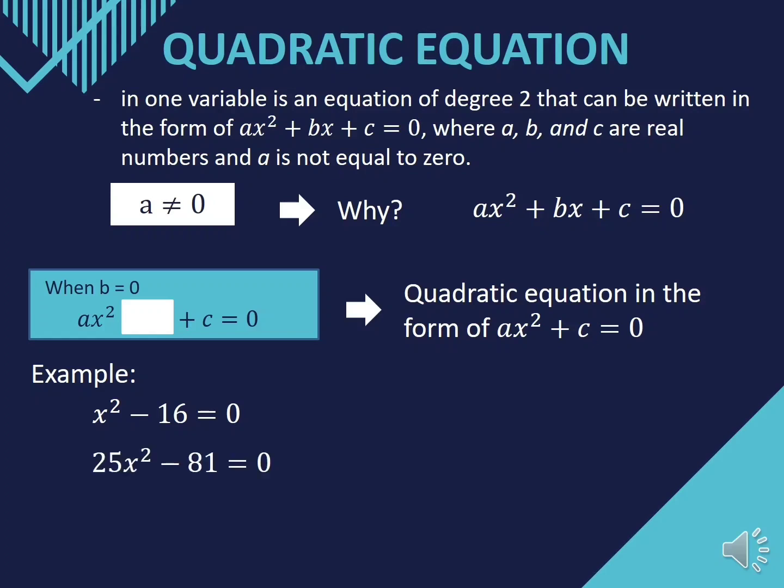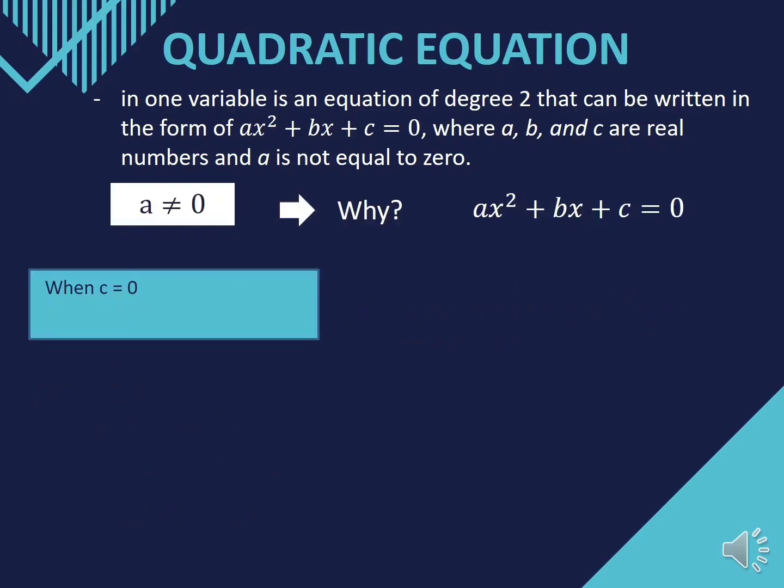Another one. We have 25x squared minus 81 is equal to 0. Again, it is in the form of ax squared plus c is equal to 0. But it is still a quadratic equation because the degree of the equation is 2. And also, we have 5x squared equals 500. So that is again in the form of ax squared equals c. And therefore, it is still a quadratic equation since the highest degree or the highest exponent is 2. Did you understand? That is the time when b is equal to 0.